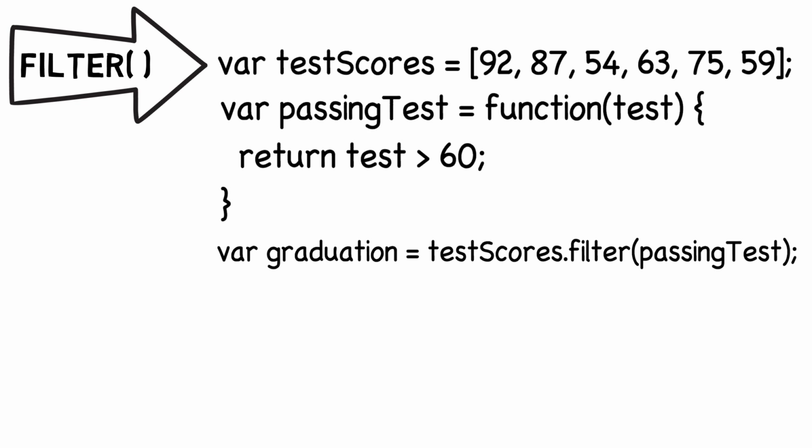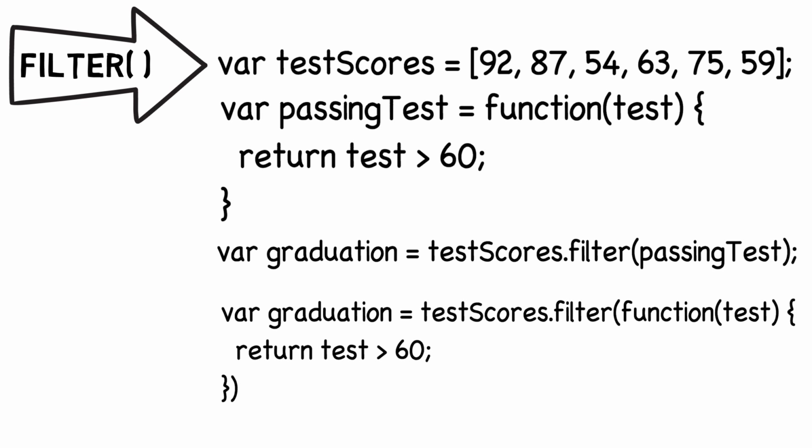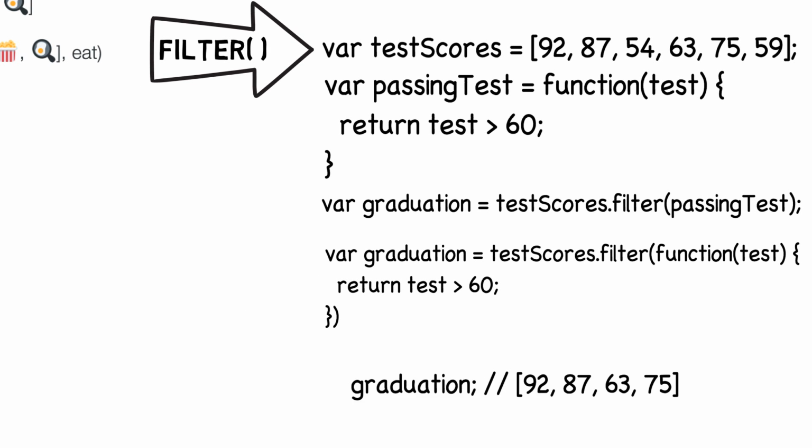Another way that we can write this out instead of putting our function expression in as an argument is we can just write out our function within the parameter, and the result of both are the same. Our test scores array has not been mutated, it is exactly the same. We now have a new array.